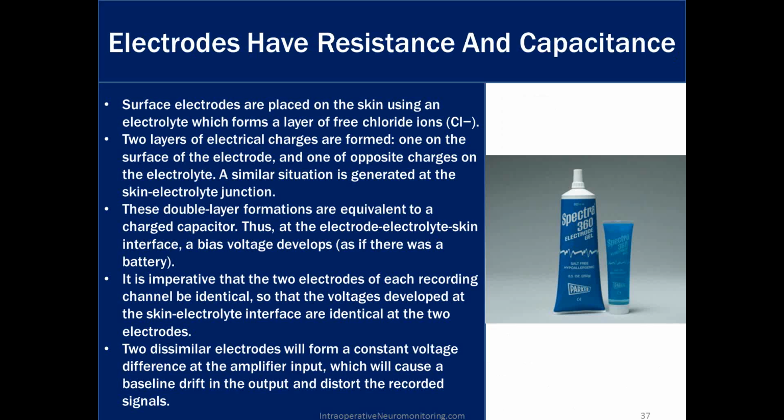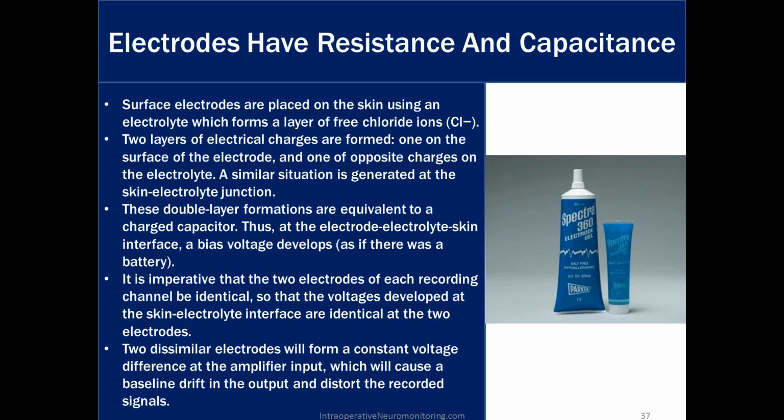Electrodes have resistance and capacitance. Before, we saw resistance and capacitance used in our normal physiology; here we're seeing it in the electrodes. Surface electrodes are placed on the skin using electrolyte, which forms a layer of free chloride ions. Two layers of electrical charges are formed, one on the surface of the electrode and one of the opposite charge on the electrolyte. A similar situation is generated at the skin electrolyte junction. So we kind of have like a little sandwich going there.